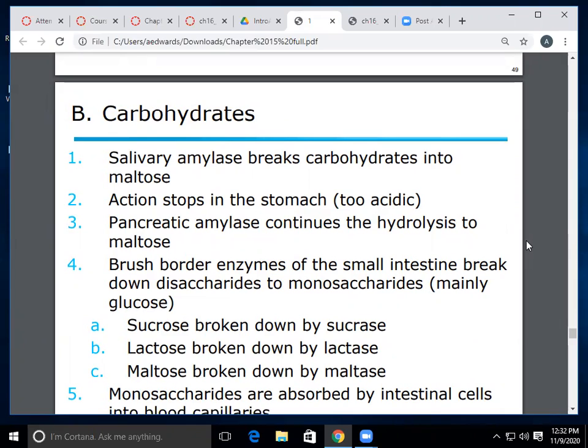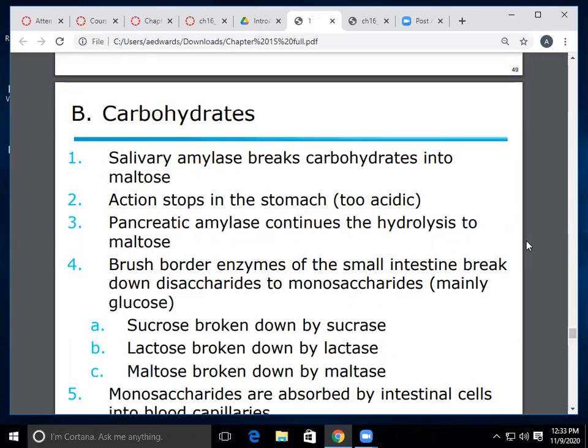All right, you also have pancreatic amylase. So pancreatic amylase is going to continue the hydrolysis, remember, breaking down things with water, to form maltose. You have what we call brush border enzymes in your small intestine, and they're going to help break down disaccharides. Remember, saccharide is a type of sugar. Disaccharide means that they have essentially two sugar pieces, and it breaks that bond, breaking them down into monosaccharides. Particularly, it's going to break them down into glucose.